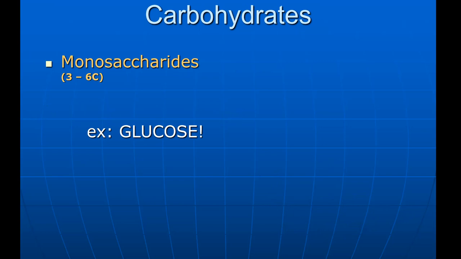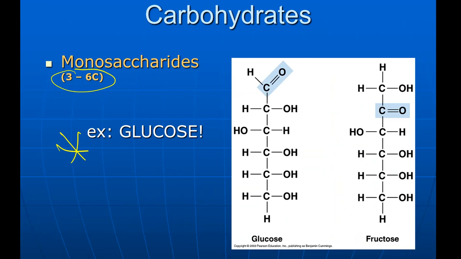All right, we're going to start off with the simplest sugars, monosaccharides. They're simplest because if you look at their structure, they only have between 3 and 6 carbon atoms. And if for your upcoming quiz, you only have time to memorize 1 monosaccharide, it better be glucose. That is by far the most important. So let's take a look at it. Here is glucose, 1 monosaccharide, and here's its cousin fructose.